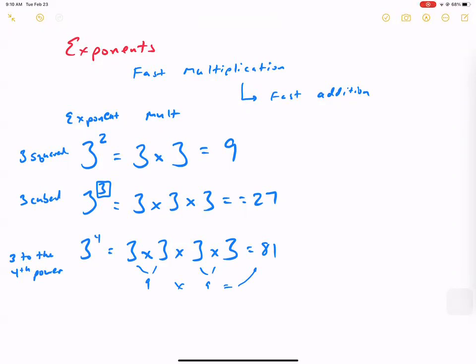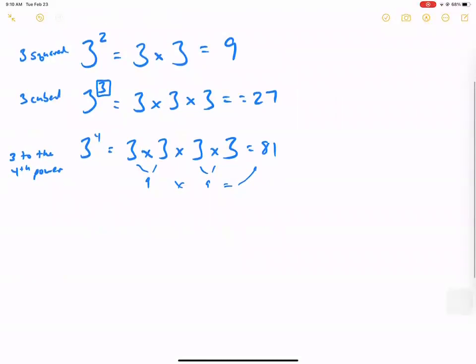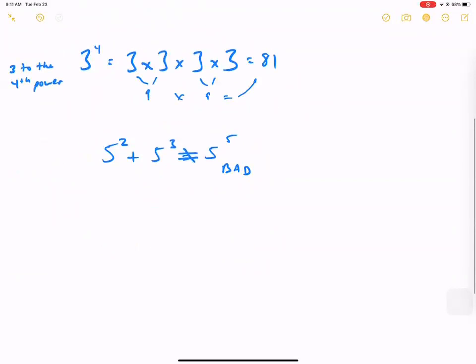And one of the skills that we want to talk about is first simply what do I do with exponents? If I see 5 squared plus 5 cubed, do we have 5 to the 5? Because we're adding them? I want you to say this is not true. Okay, this is not true. This is bad. Now, why is this bad? Because, well, aren't we adding? Can't we just combine like terms?